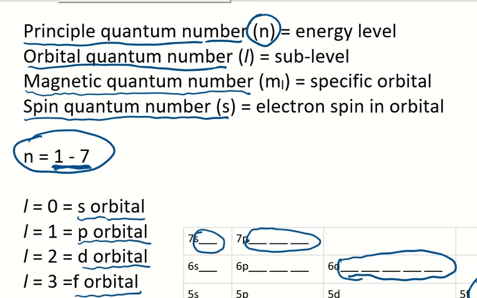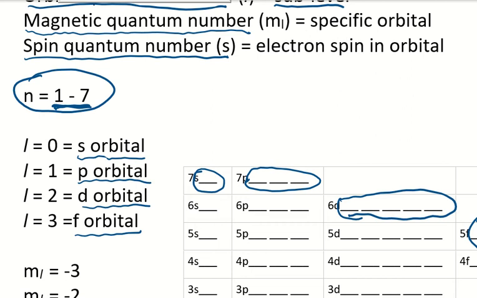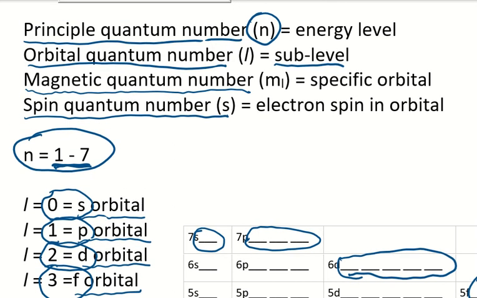For the sublevel, S, P, D, and F, S is equal to 0. P is equal to 1. D is equal to 2. And F is equal to 3. But why does it start at 0 instead of 1? That's a good question. I don't know. All right, moving on. So, the magnetic quantum number, by the way, the orbital quantum number of the sublevel is notated italicized L, and your magnetic quantum number is m sub L.